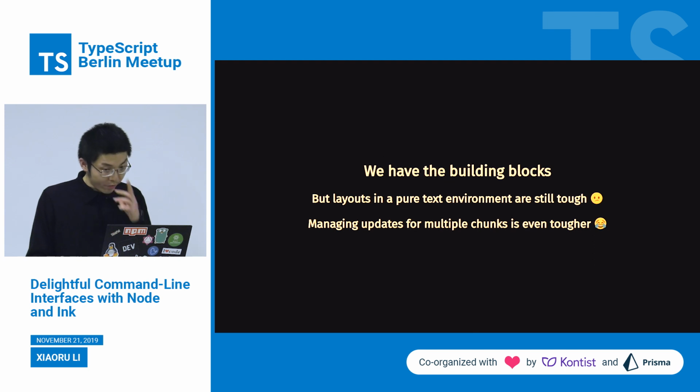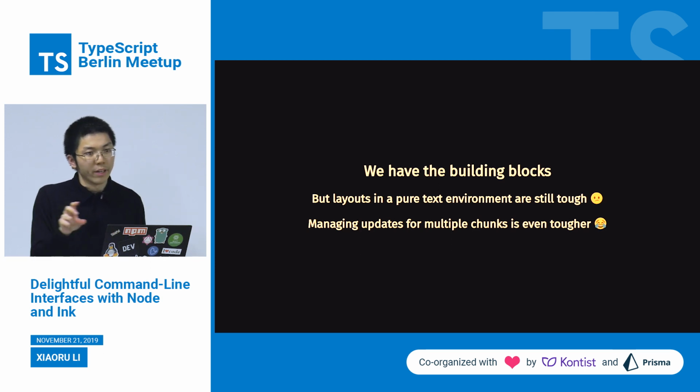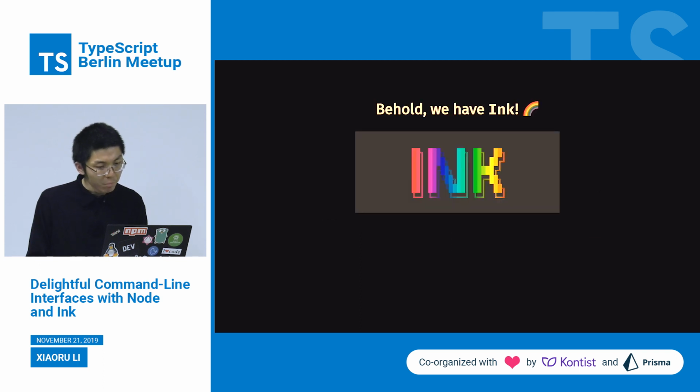So we have the building blocks, but layout is still very tough, as I have mentioned before, and managing multiple updates, especially when, for example, several progress bars are running at the same time in parallel, it's still very tough because we have to manage the cursor positions. And this is when Ink comes in.